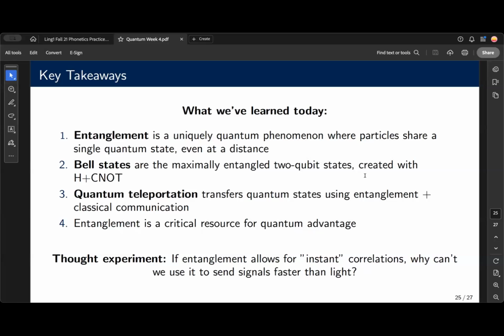Then we looked at the Bell states, which are the maximally entangled 2 qubit states created with H plus CNOT. That was the first Bell state. We do have the other 3 that use the X and the Z gates, and you guys can try it out to build them. Again, would recommend doing it by hand as well.